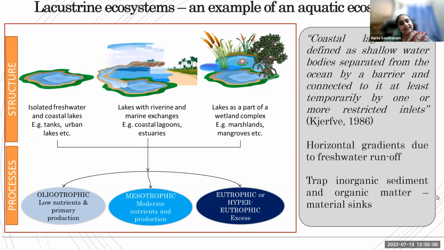Now we can see that there can be isolated systems. There can be systems where there is limited exchange with alternate ecosystems, like lakes with a riverine ecosystem or a marine ecosystem. And there can also be parts of a larger complex of ecosystems, such as the wetland complex, where there are marshlands, where there are mangroves, there are seagrasses, there are sand barrier islands. Each of them are typical self-regulating units themselves as ecosystems.